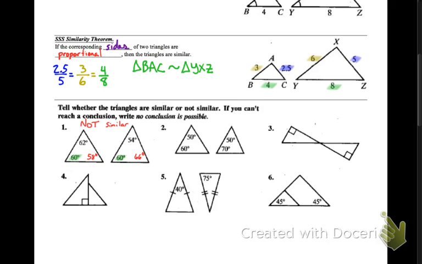However, on number 2, if we know two angles of a triangle, we know the third. Those are 70 and 60. So check this out. We got 50 degrees, 60 degrees, 70, 50 degrees, 60, and 70.